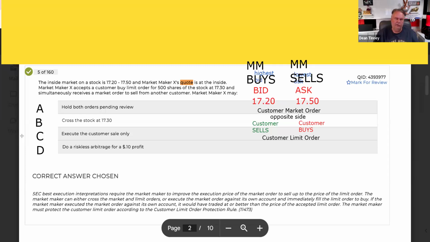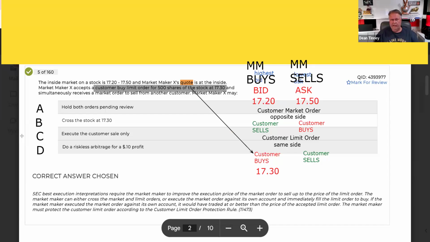So the first thing I want to do is look at that customer's limit order and say, okay, he's on the same side as I am. And I want to see if his price is the same or better than mine. So I want to buy at 1720. Customer wants to buy at 1730. So he's willing to pay more for the stock than I am. That benefits sellers by getting them a better price. This is called price improvement. This limit order is going to give the seller at the market price improvement.